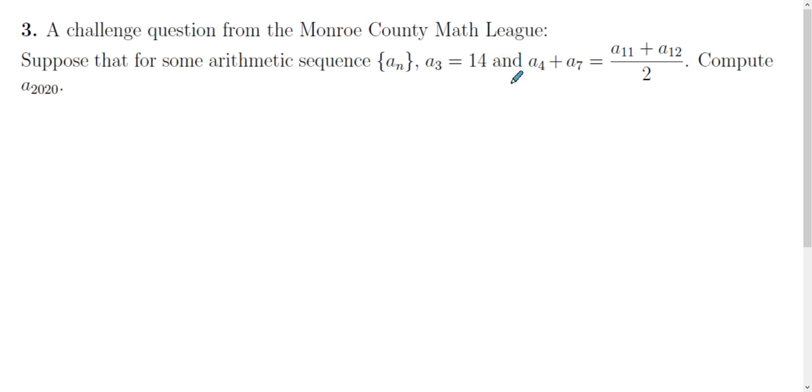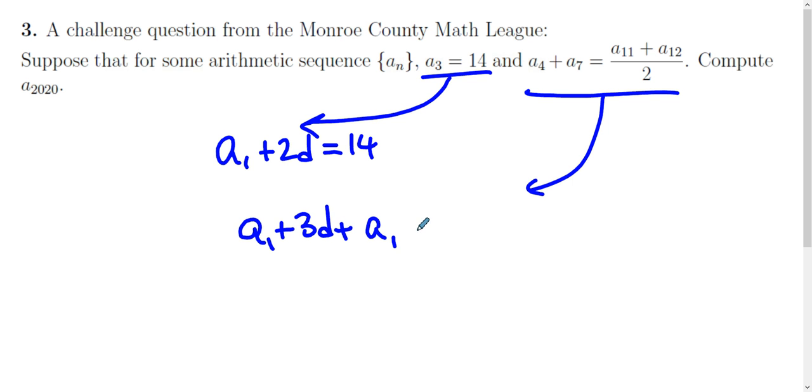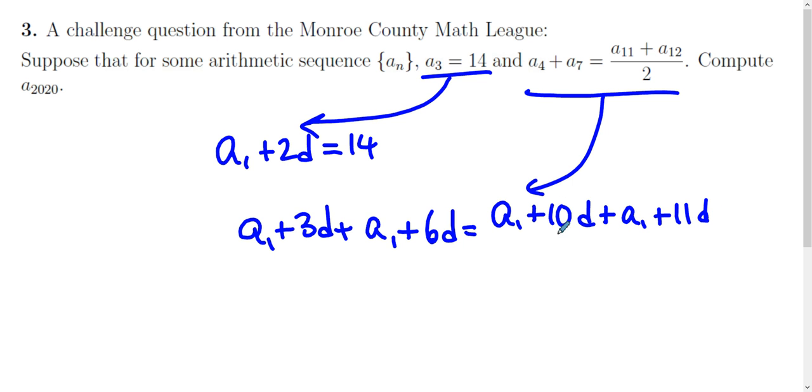This is very doable. What does this mean? So this means that first term plus 2 common differences is 14. And then what does this mean? So this means first term plus 3 common differences plus first term plus 6 common differences is first term plus 10 common differences, first term plus 11 common differences over 2.